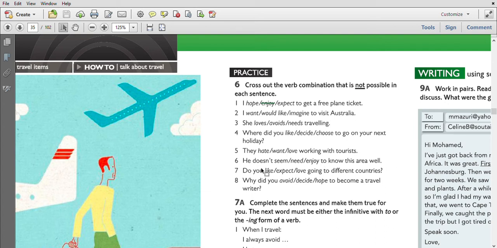Then, do you like, expect, love going to different countries? Here we will cross expect because after expect we should use to go. Why did you avoid, decide, hope to become a travel writer? Here we will cross avoid because after avoid we should have becoming.